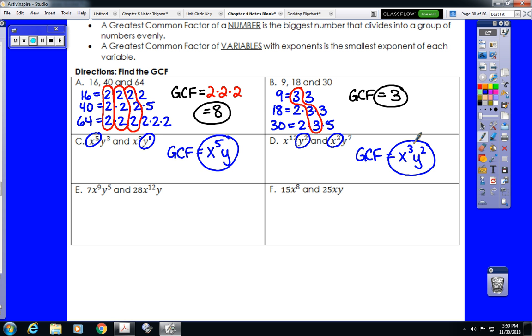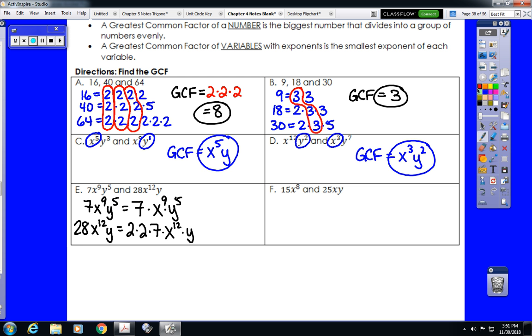Now, when we combine those two skills, the numbers and the variables, we simply combine those two approaches. Okay? So, for 7, 9, x to the ninth, y to the fifth, it's actually a really easy one to factor because 7 is a prime number. So we have 7, we have an x to the ninth, and we have a y to the fifth. For 28, x to the 12th y, 28 is 2 times 2 times 7. Then we have an x to the 12th and a y to the first.